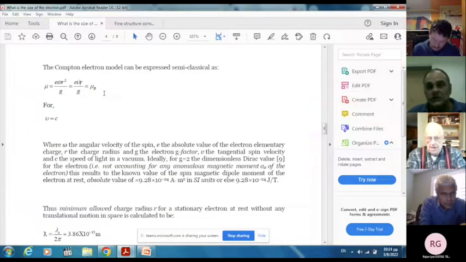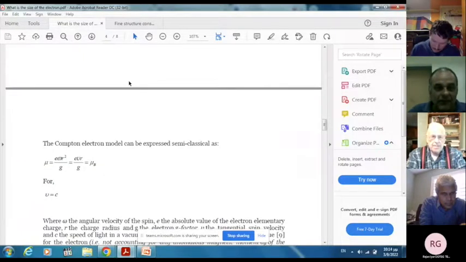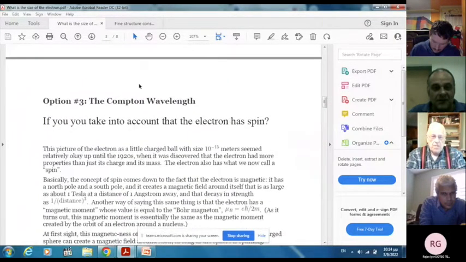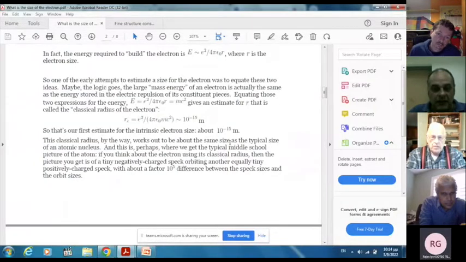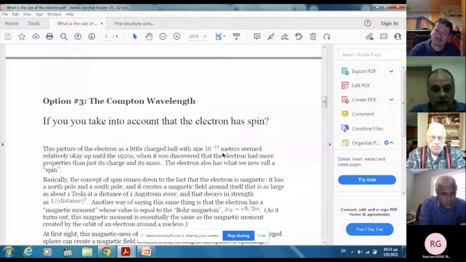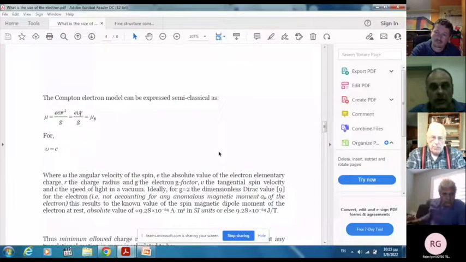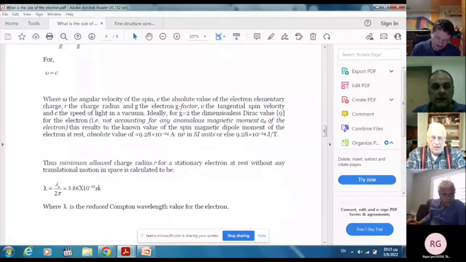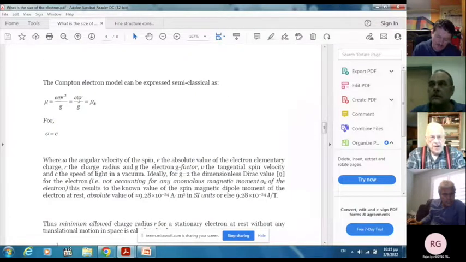So that's a problem. So that's another conflict. You have the classical radius, which gives 10 to the power of minus 15 meters, and then you have the Compton radius, because the electron has a spin, which says the electron cannot have a radius less than that, because then you have to go to superluminal speed in order to get, for a smaller radius, the same value of the magnetic moment of the electron.